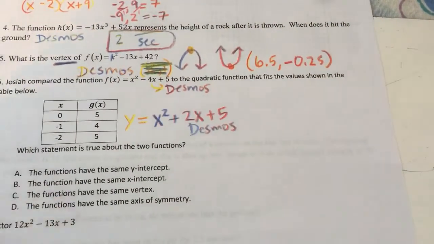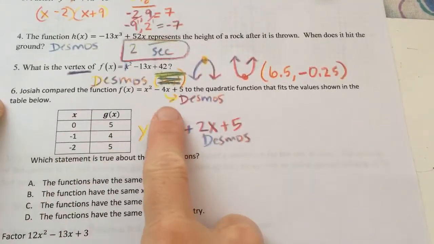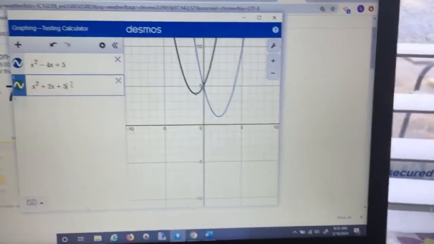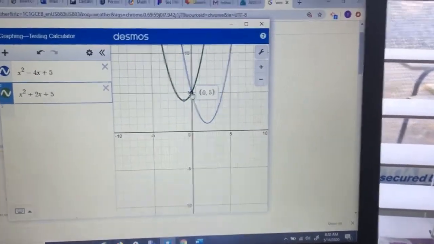Okay, so now I'm going back to number 6. I'm typing in x squared minus 4x plus 5, and x squared plus 2x plus 5. Alright, so I have them both typed in. A says the functions have the same y-intercept. And that is true. They both cross the y at the same spot. So the answer is A.